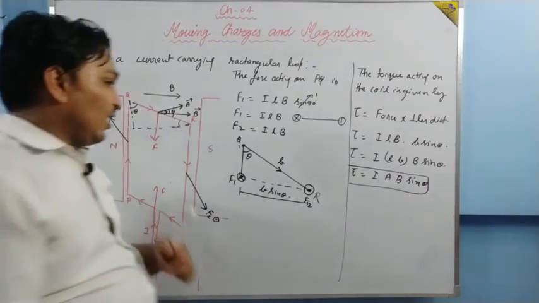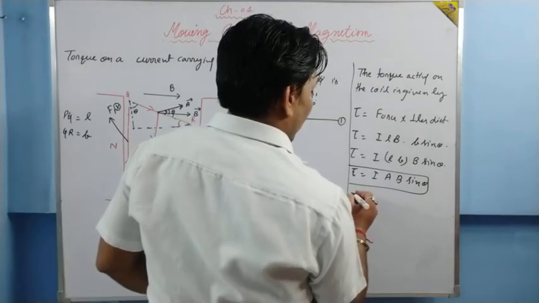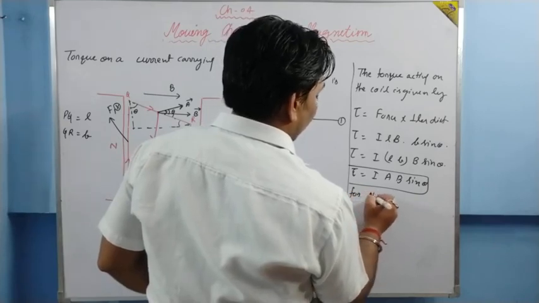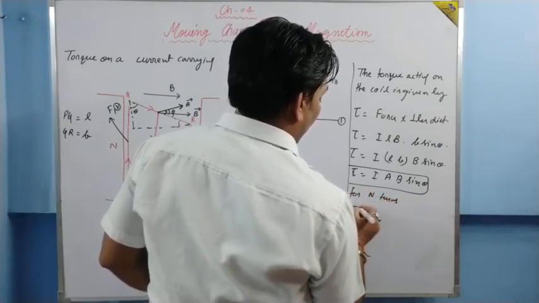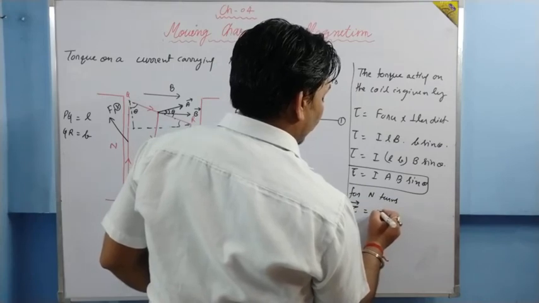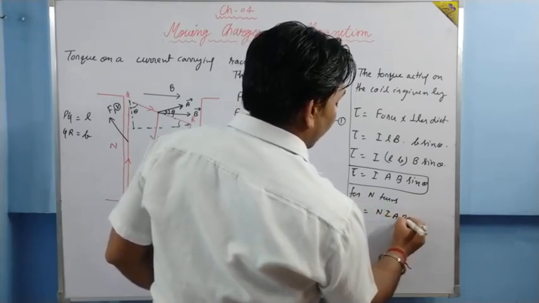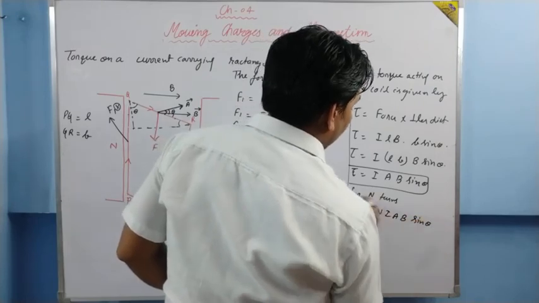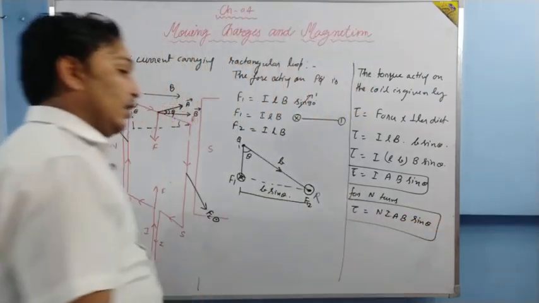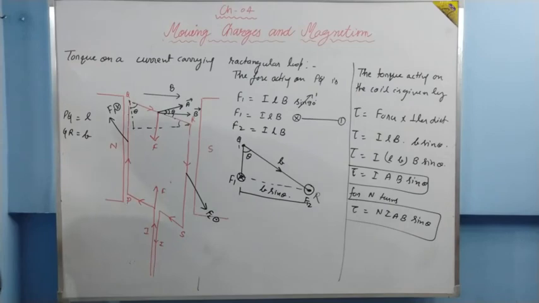Now for n turns, torque vector is equal to NIAB sine theta. This is the formula for torque. Is that clear? This is a 3D diagram, that's why it took a lot of time. Let me know if you are not able to understand.